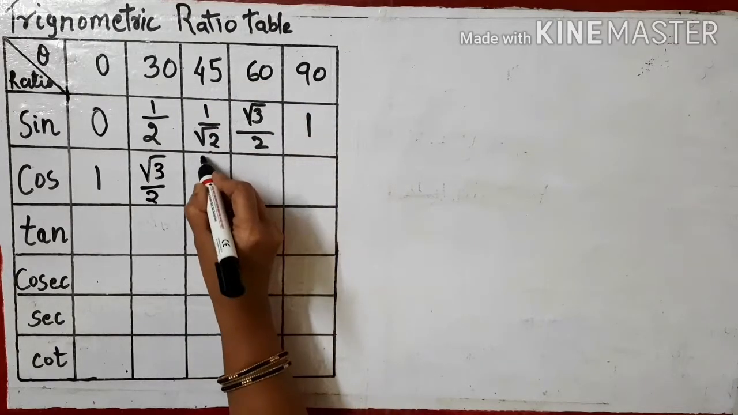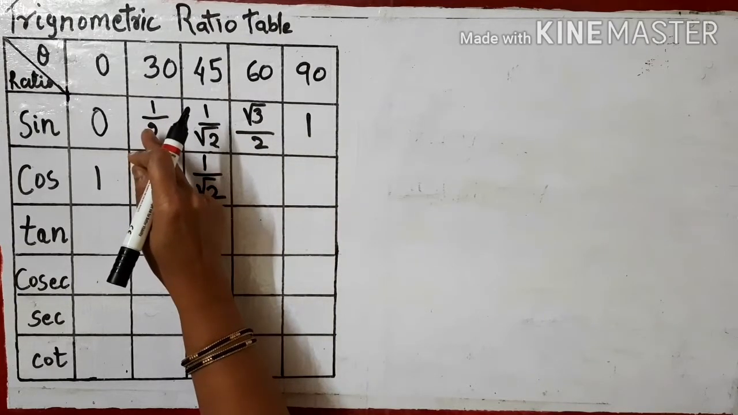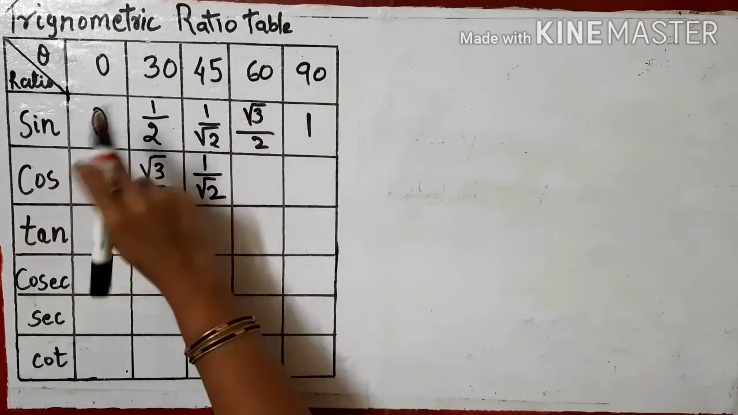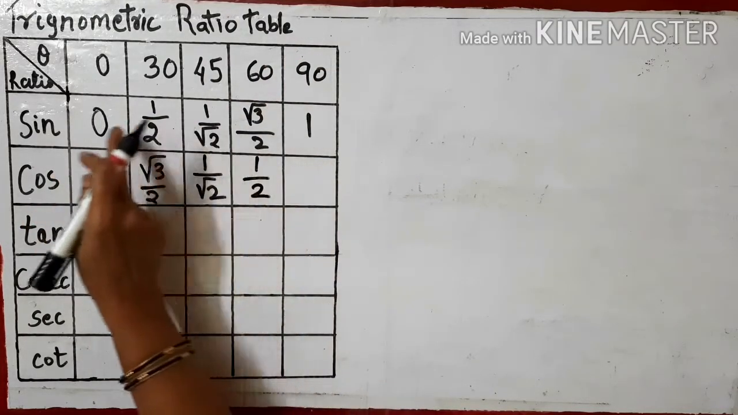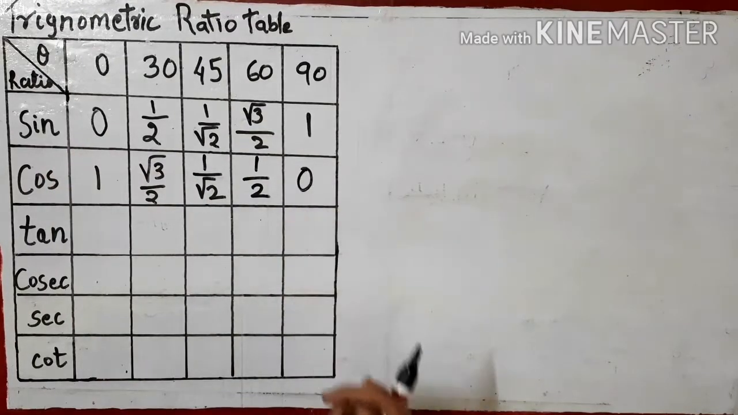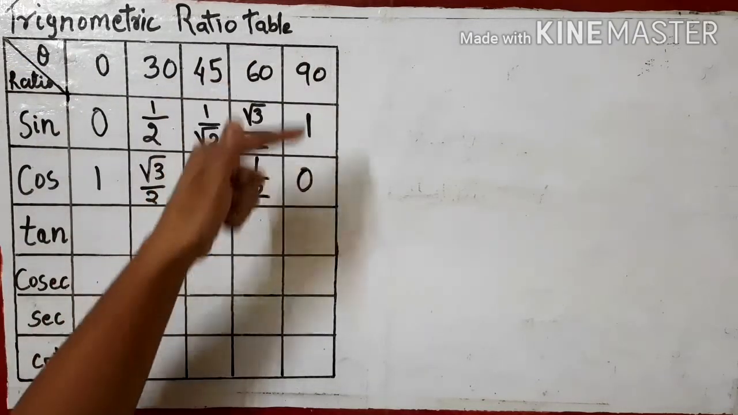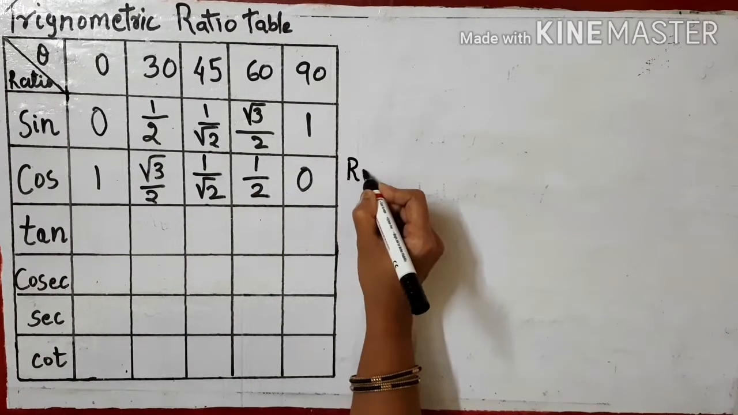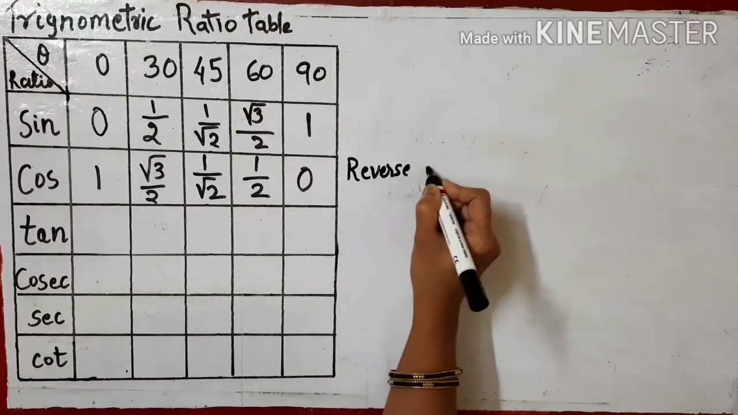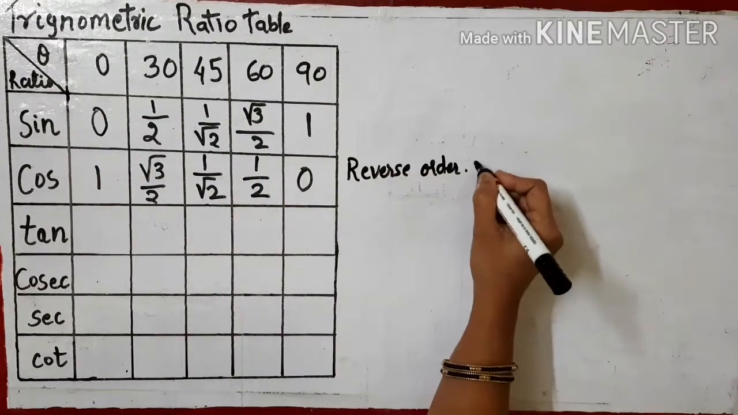Cos of 45 will remain as it is. It will be 1 upon root 2. Then we have half. Cos of 60 will be half. Cos of 90 will be in the reverse order, 0. So it will be sine of 0 is 0, sine of 90 is 1, but cos of 0 is 1, cos of 90 is 0. So it is in the reverse order.